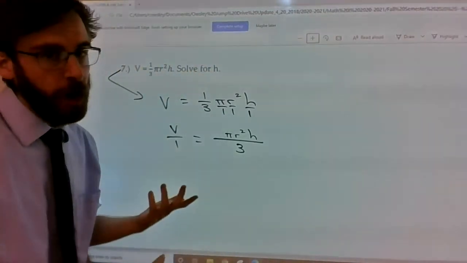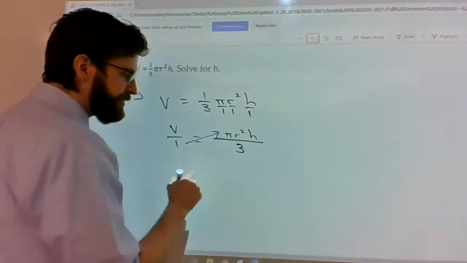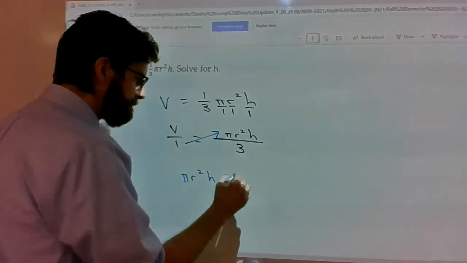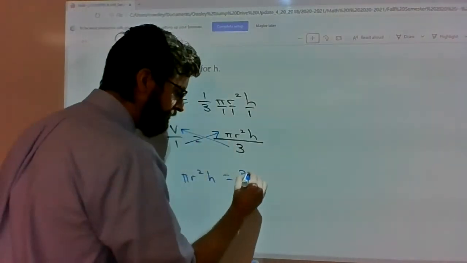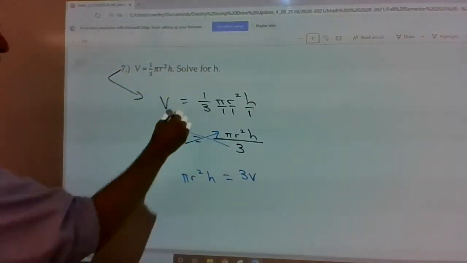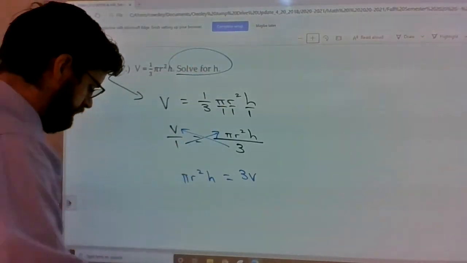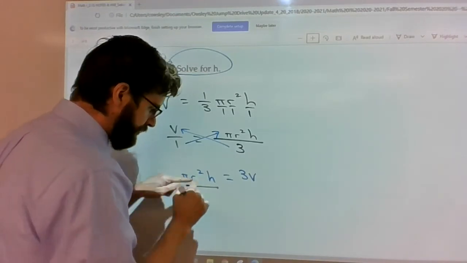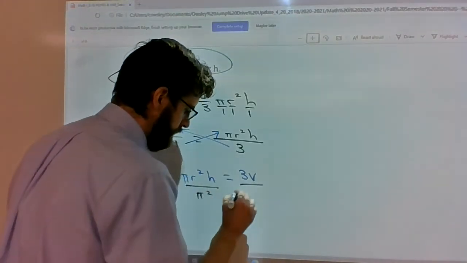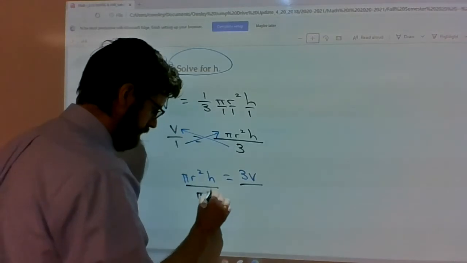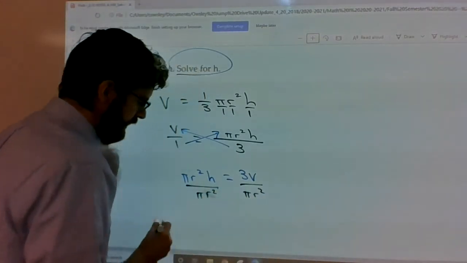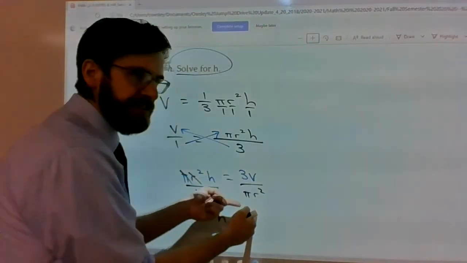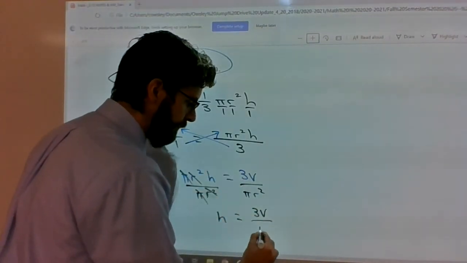All right, cross multiply. 1 times pi r squared h is pi r squared h. 3 times v is 3v. If I'm solving for h, I need to divide both sides by pi r squared. Whoops. That cancels the pi, cancels the r squared. H equals, none of this simplifies, 3v over pi r squared.